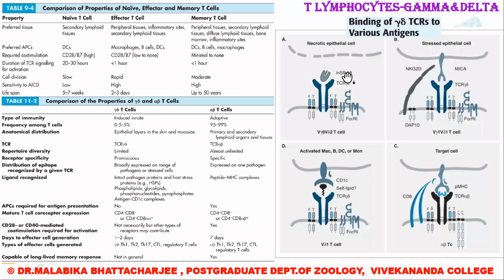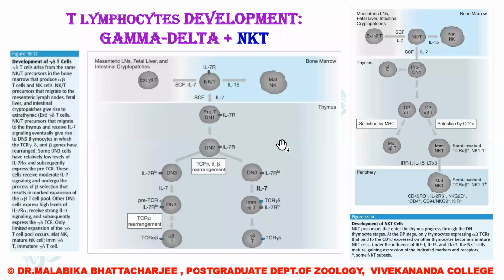So these are the variety of antigens that can be recognized by the gamma delta T cells, and accordingly the gamma delta T cells are activated. This is a very simplified diagram of the development of the gamma delta T cells. It's the development process of the gamma delta T cells.